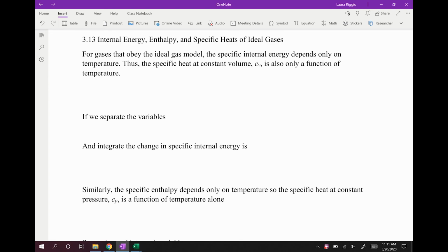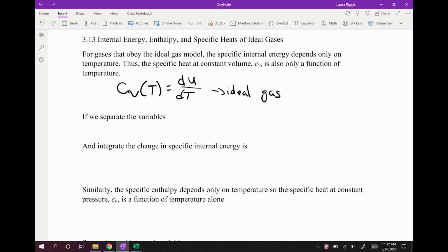In this lecture, we're going to go over internal energy, enthalpy, and the specific heats and how they apply to ideal gases. For ideal gases, your specific internal energy only depends on temperature. So your specific heats are equal to the derivative of your internal energy with respect to temperature, and this applies for an ideal gas.